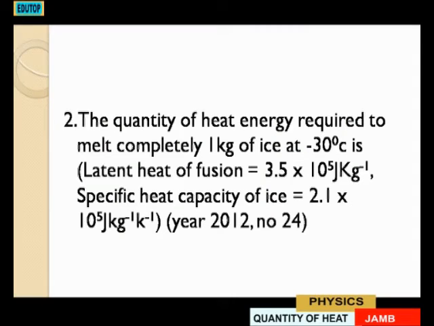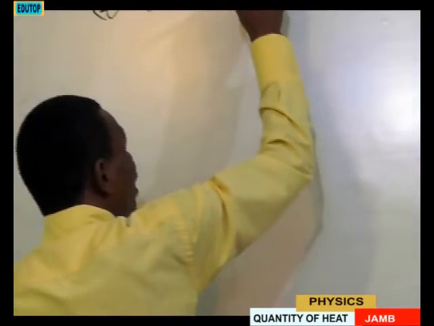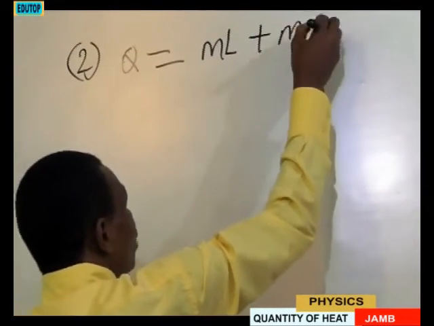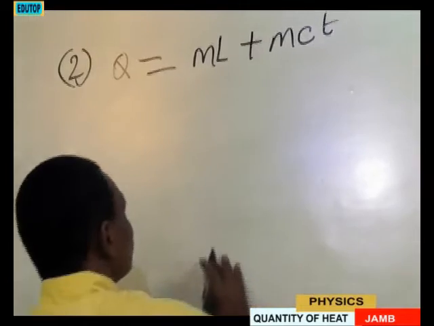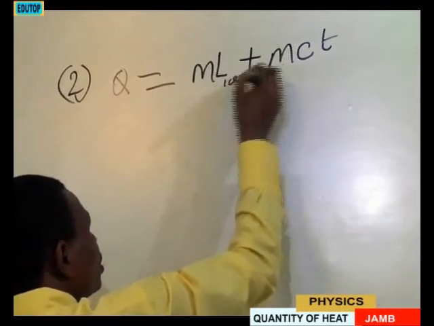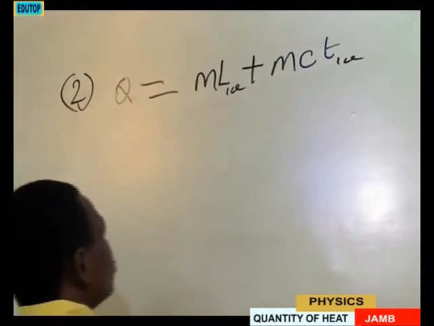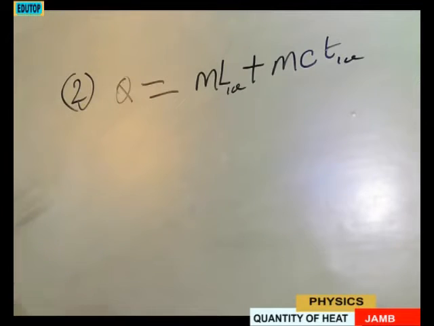Question says the quantity of heat energy required to melt completely 1 kilogram of ice at 30 degrees Celsius. The quantity of heat in this case will be equal to mL plus mcT of ice. What are we talking about?